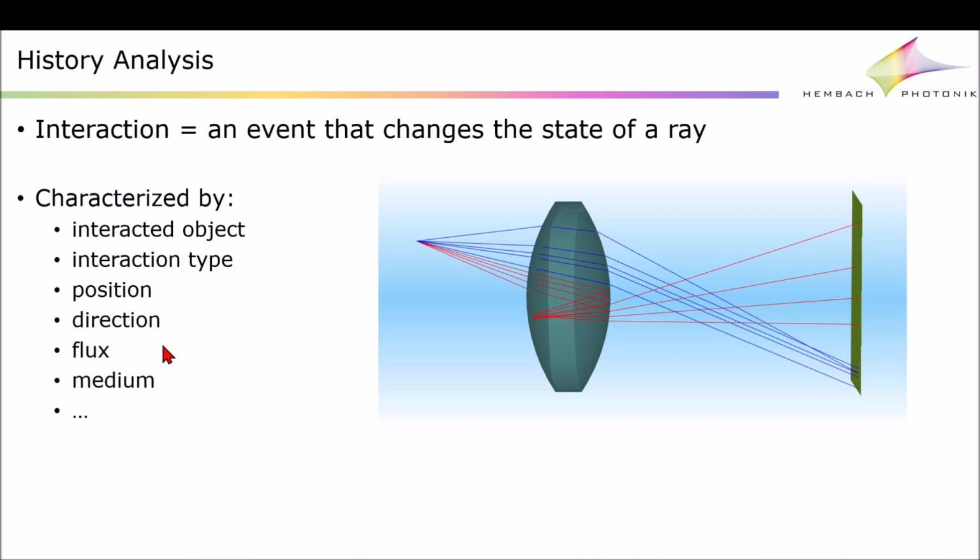And in a later video, we will learn how to access all of these data through the so-called interaction log. However, in the context of interaction sequences and paths, we will focus only on the first two interaction characteristics, the interacted object and the interaction type.